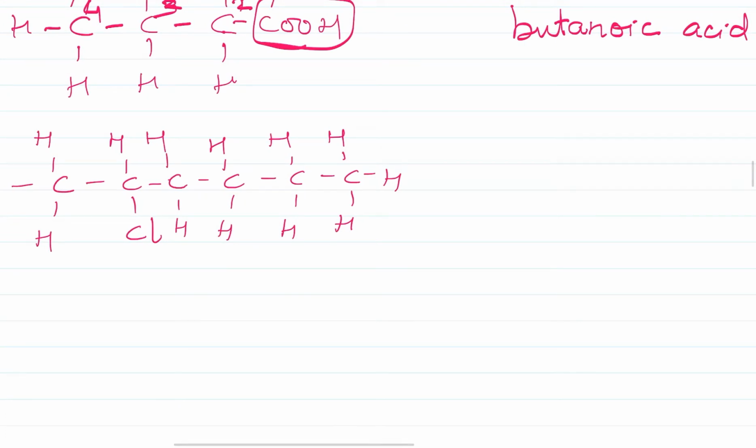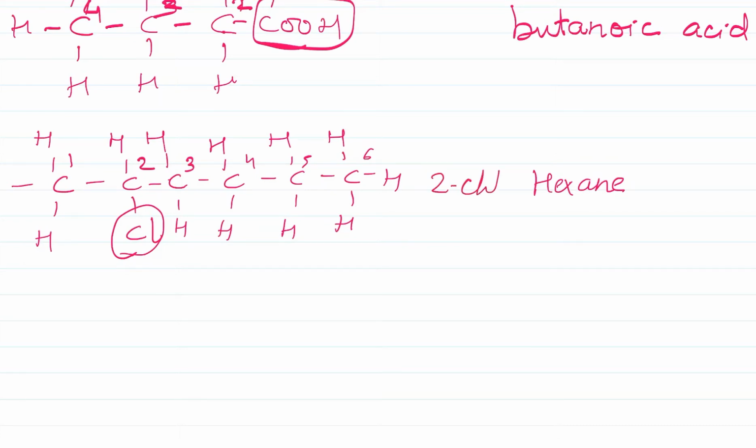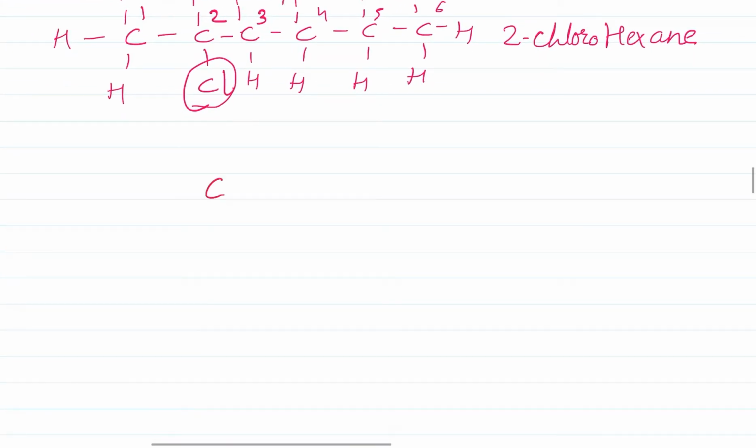Now next we have here, if you start here 1, 2, 3, 4, 5, 6, you have to see that the functional group gets the lowest number. So here total 6 carbons, so hex, all single bonds, so AN, and here we have a chlorine group, so it cannot be a suffix, it has to be a prefix, so it will be 2-chlorohexane. One more.